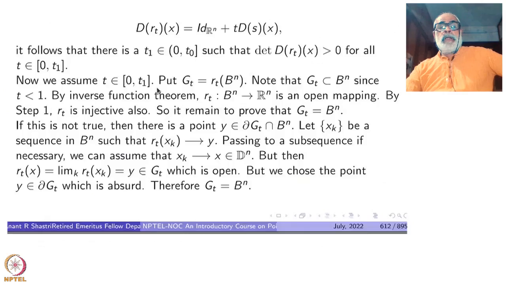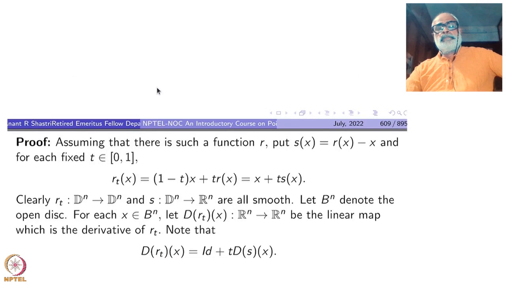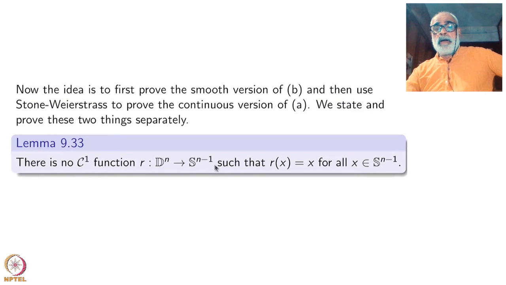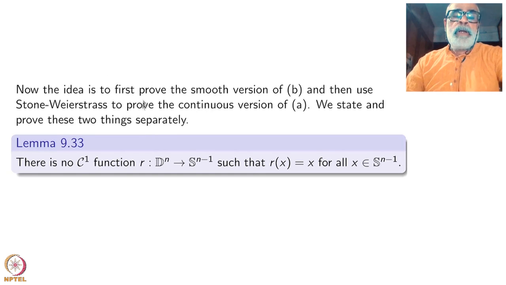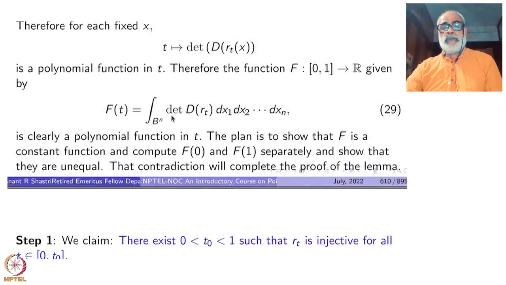So, what I have done is, I have just proved the C1 version here. Now, you can apply the Weierstrass theorem to get the continuous version. As soon as you prove any one of them, all the three statements get proved. In particular, Brouwer's fixed point theorem gets proved. Okay. So, that's all. So, thank you.